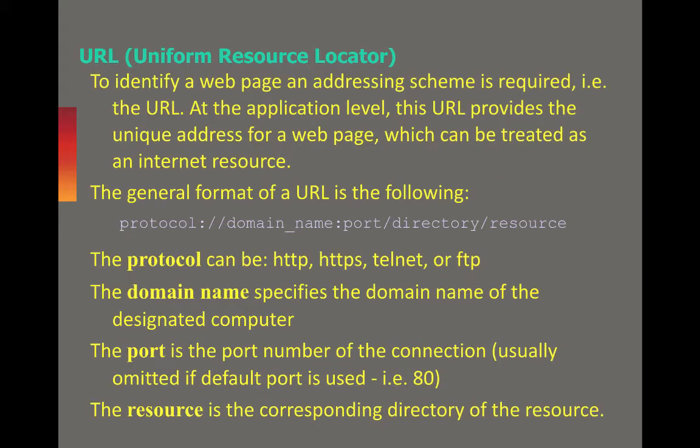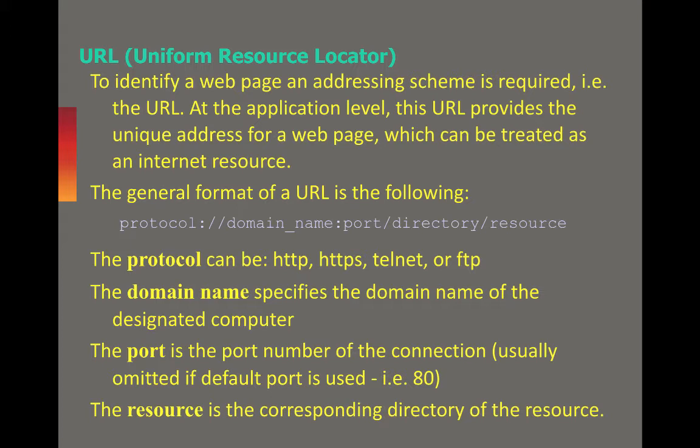Now, we have typed in URLs or web addresses in the web browser when we use the web. Every resource on the web is identified in a standard way using what is called a uniform resource locator, and the uniform resource locator has a standardized format. It starts with a protocol, then ://, then the domain name, then a colon and the port number, and this is followed by the directory and then the resource, for example, the name of the file.